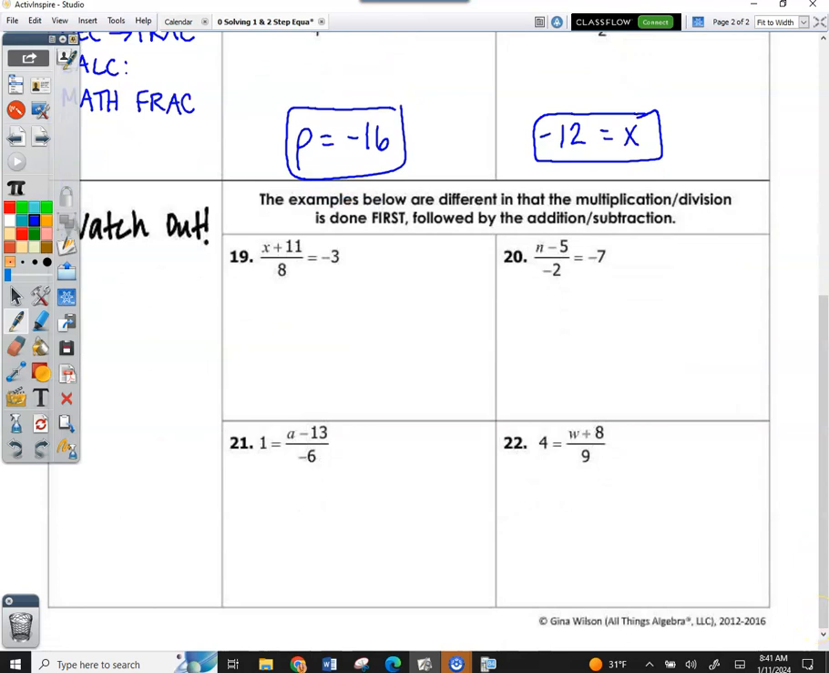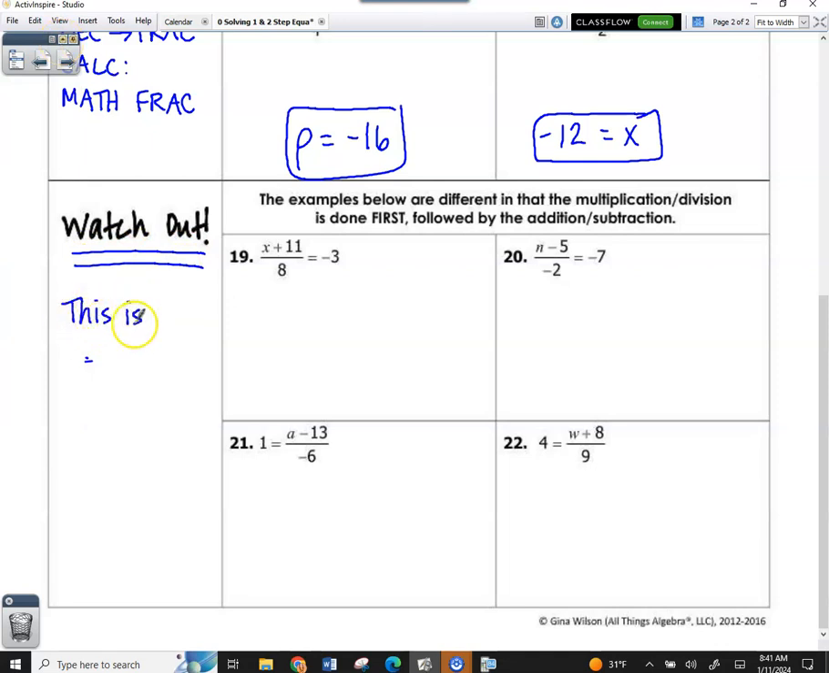Look at the bottom 4. So this is a little different, which is why it's in its own little section. We notice it says watch out. Makes me think of the GPS, watch out, hazard on the road ahead. Let's draw attention to this. Watch out. Let's make a note.